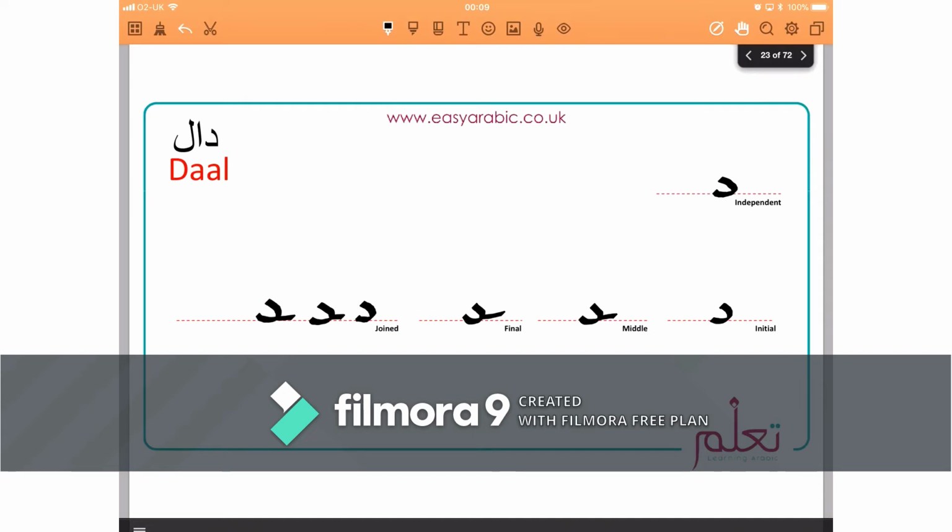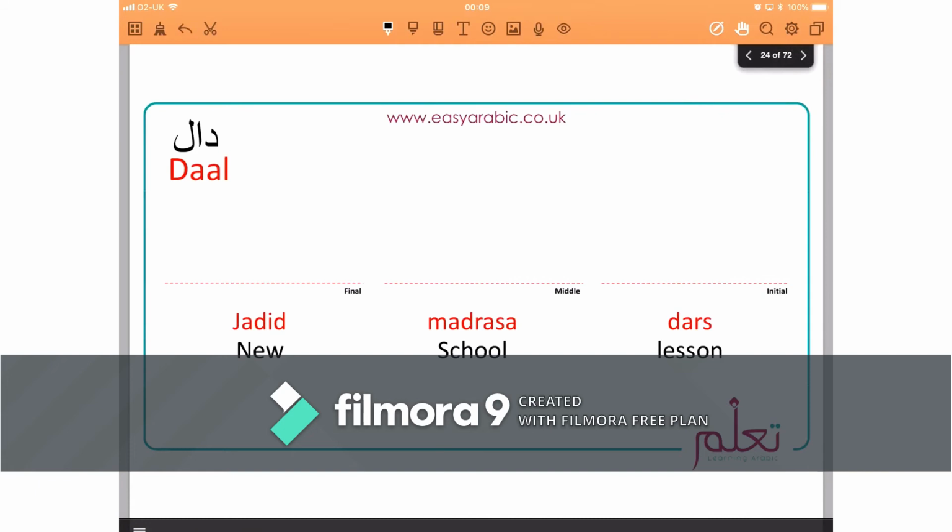So let's look at some examples. So the first one is dars, which is lesson. So we have a dal, then we have a ra, and then we have a sin. So dars.